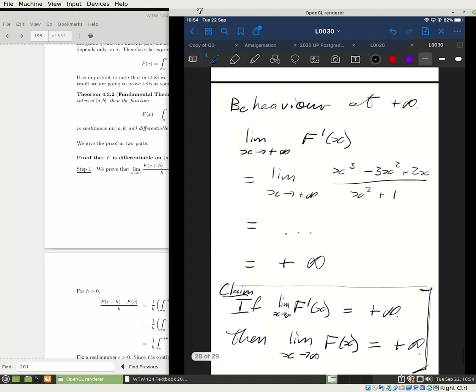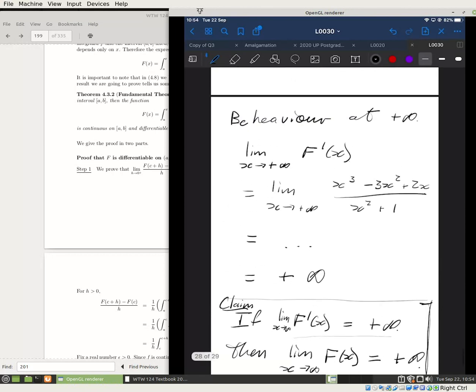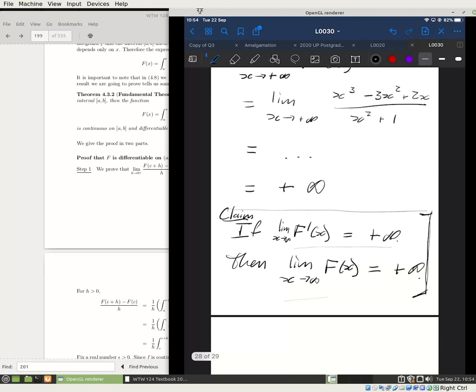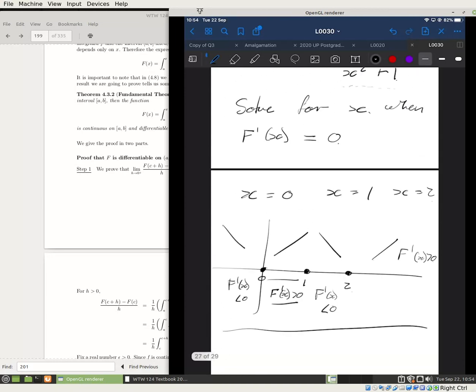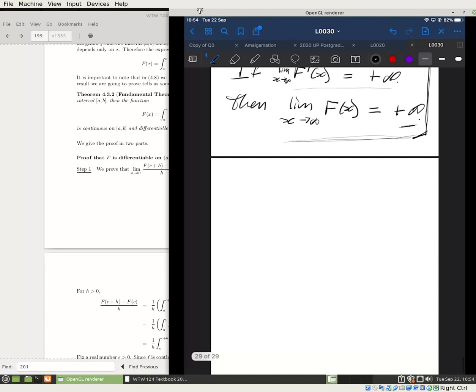Okay, so here we have seen that the derivative goes to plus infinity, and since the derivative goes to plus infinity, the function value of f itself goes to plus infinity, so the function actually goes to plus infinity. So that is the behavior at plus infinity. Let's think about the behavior at minus infinity.